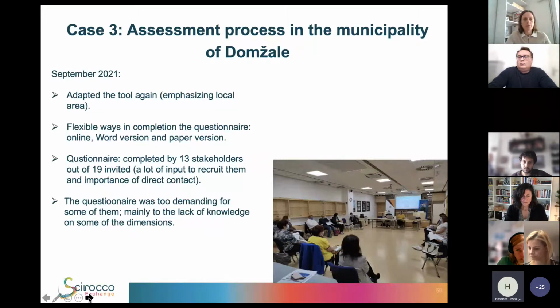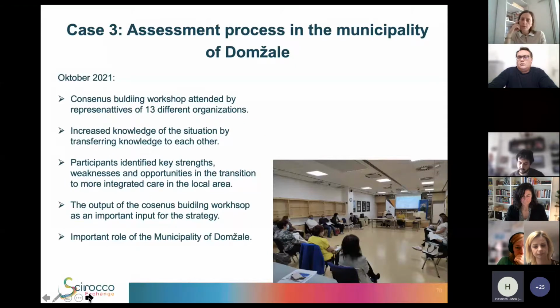Representatives from 13 different organizations participated in the consensus building workshop. We can move the slide. And the workshop increased their knowledge of the situation by sharing their knowledge with each other. Participants identified key strengths, weaknesses, and opportunities in the transition to more integrated care in their local community, their local environment. And the outcomes of the workshop, we will use them in the development of the strategy on aging in a local community. So it is a local strategy.